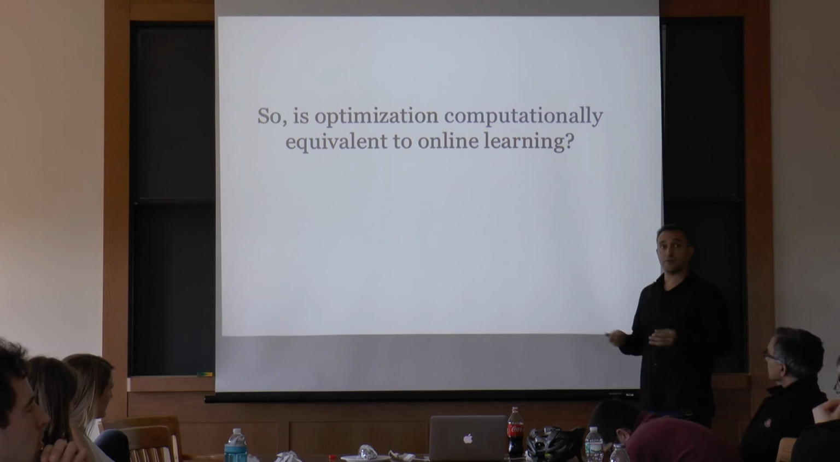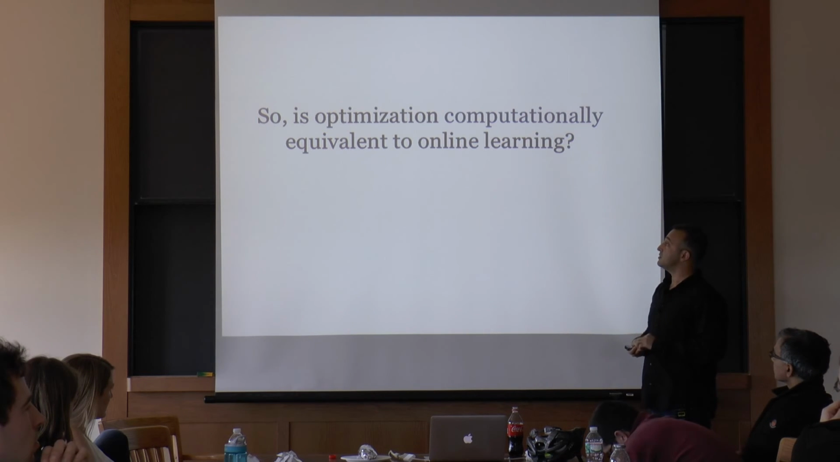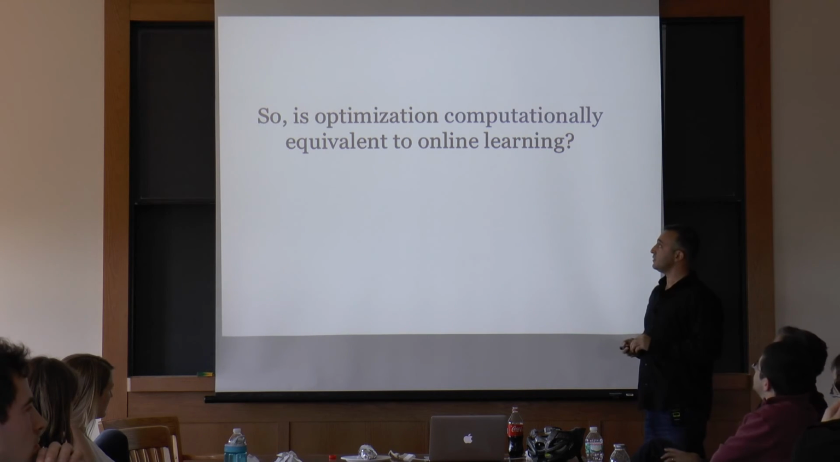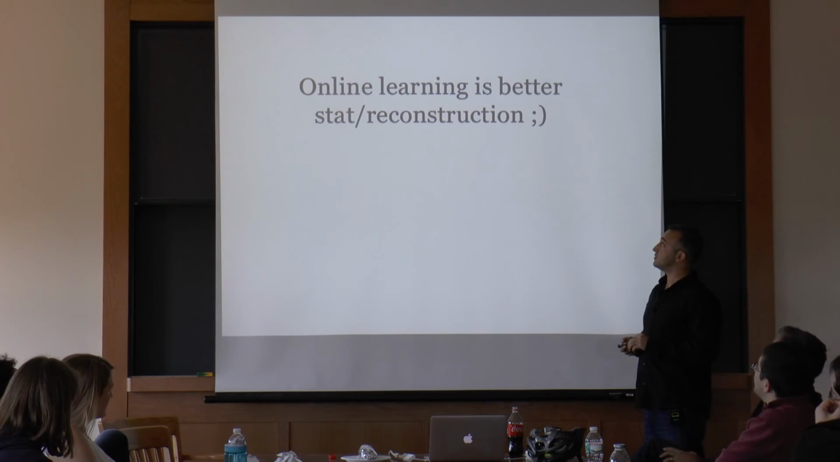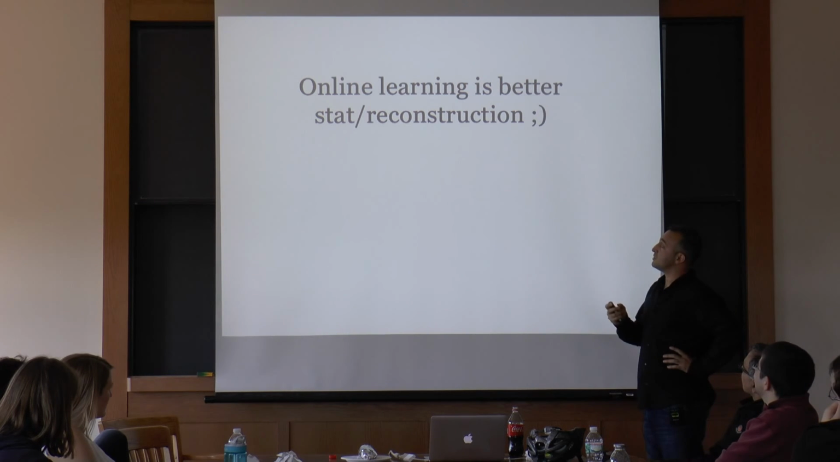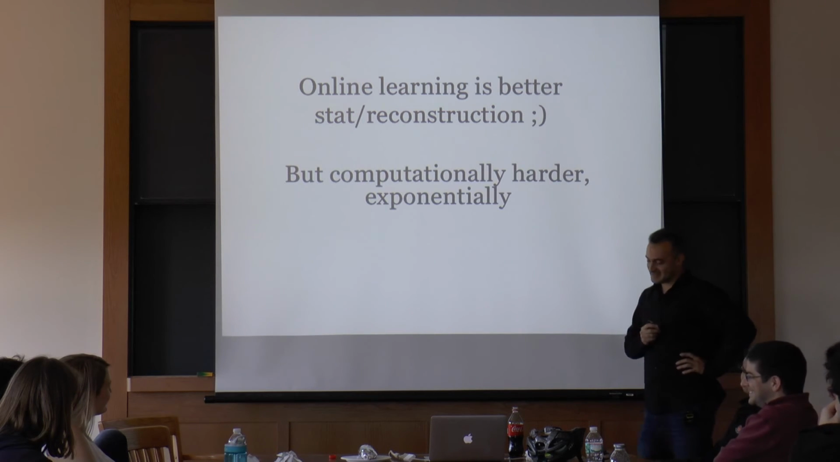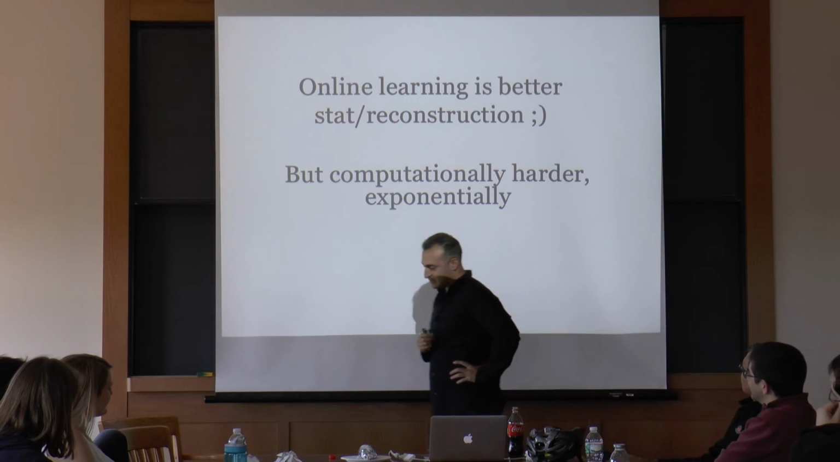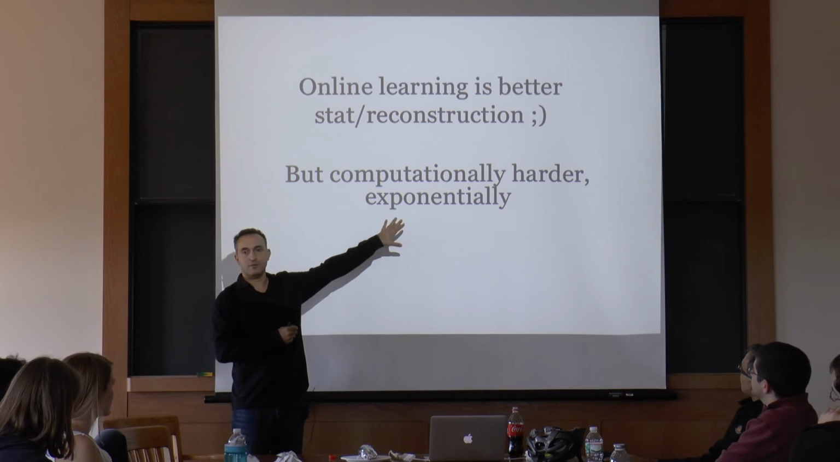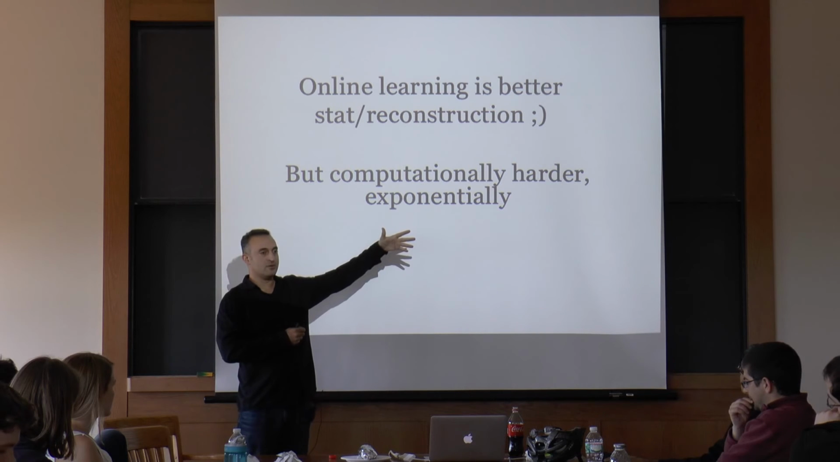So back to the question I started off from today. Is optimization computationally equivalent to online learning? I just had to put this because I have an ongoing debate with Sanjeev about online versus statistical learning. And online learning is a much better approach, but that's not what I showed today. But computationally, it is exponentially harder if you model it according to the optimization oracle framework.